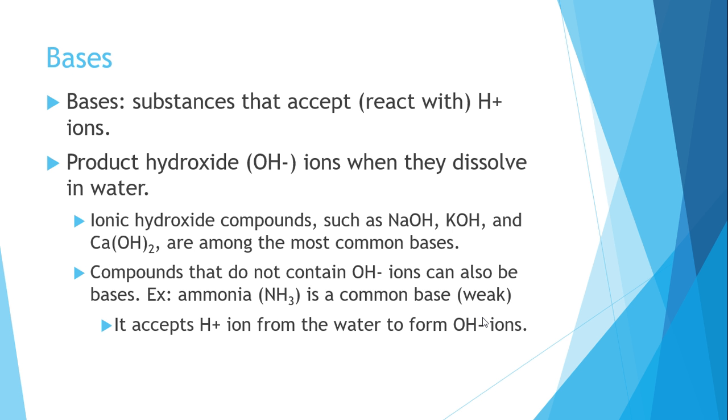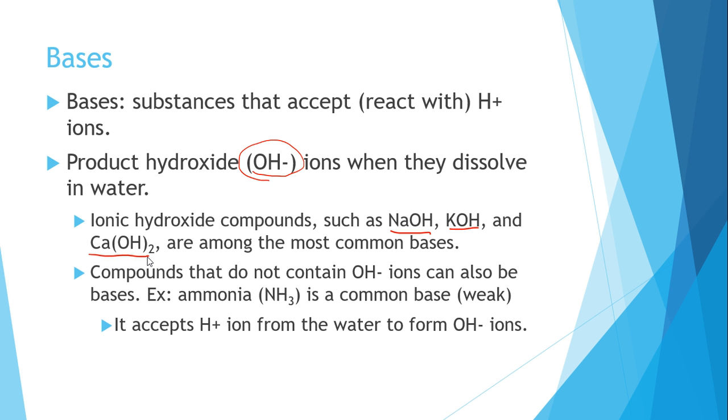Bases, on the other hand, accept or take in that hydrogen ion that acids give off, and they produce something called hydroxide, or an OH-1 ion. This is very characteristic of bases and helps you identify them. Some common ones are sodium hydroxide, potassium hydroxide, and calcium hydroxide.